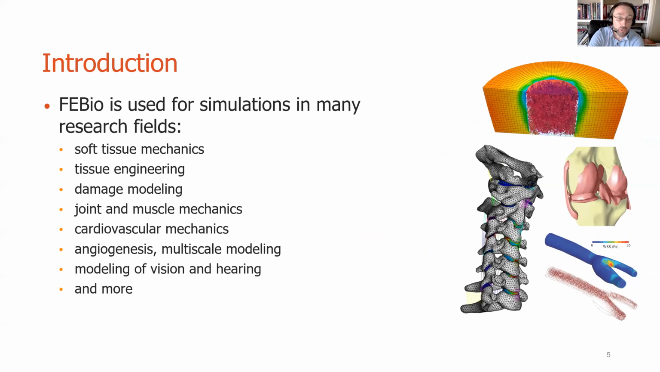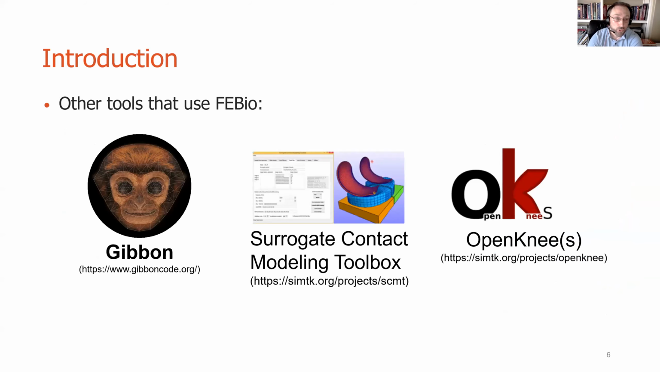So FEBio is used in many different research fields, including soft tissue mechanics, tissue engineering, damage modeling, joint and muscle mechanics, cardiovascular mechanics, angiogenesis, multi-scale modeling, vision, hearing, and much more. We also are aware of other software tools targeted to the biomechanics community that use FEBio in some capacity.